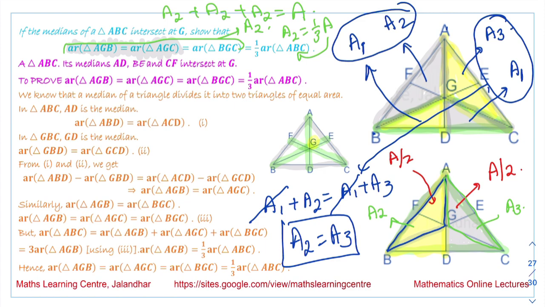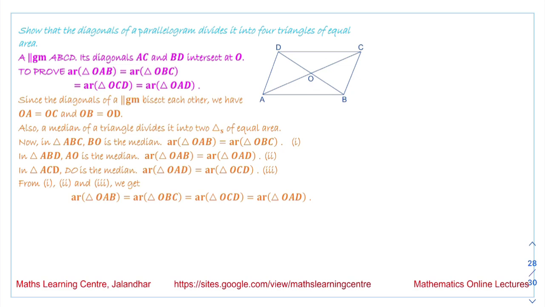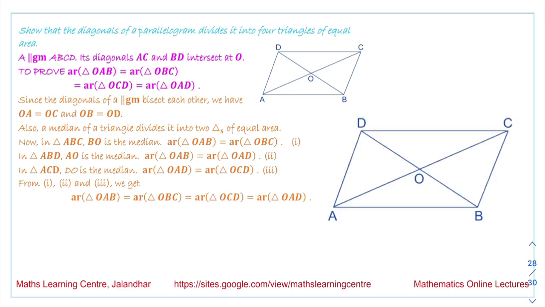Next we have to prove that the diagonals of a parallelogram divide the parallelogram into 4 triangles, and we have to prove that the area of all these 4 triangles is equal. To prove this we are considering this triangle ACB first. Suppose the area of the parallelogram is A.